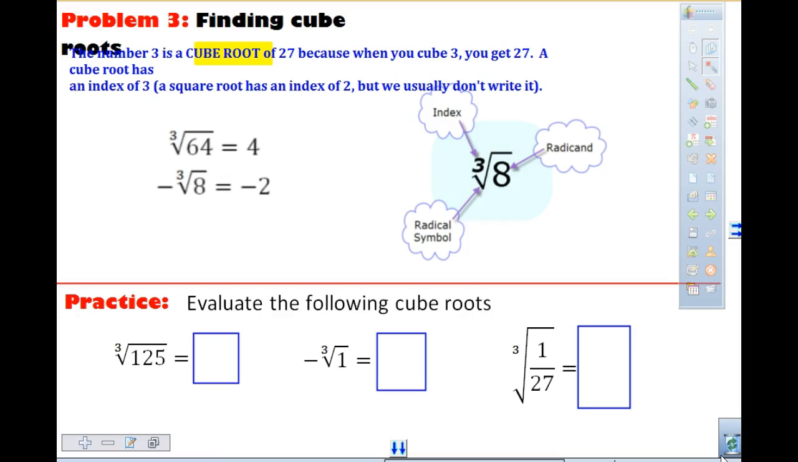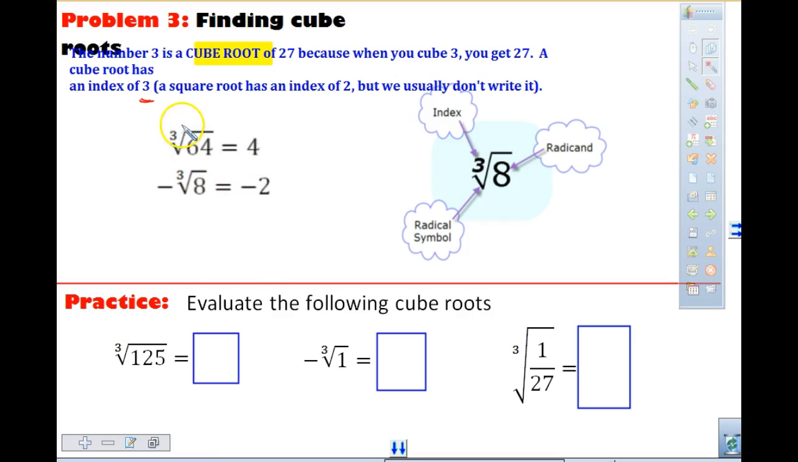Yep, the number 3 is a cube root of 27 and cube 3. You get 27. A cube root has an index of 3. A square root has an index of 2, but we usually don't write it. So if we want to check on your calculators, we can check this also. We're not going to use them right now. We'll do this coming up.